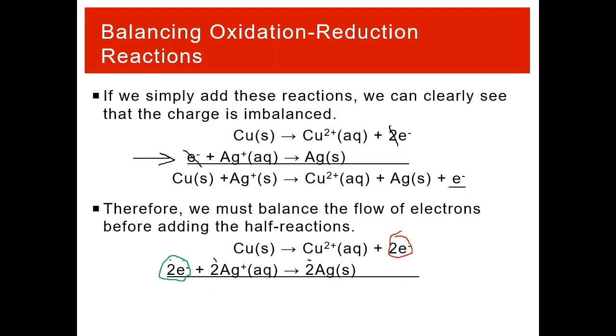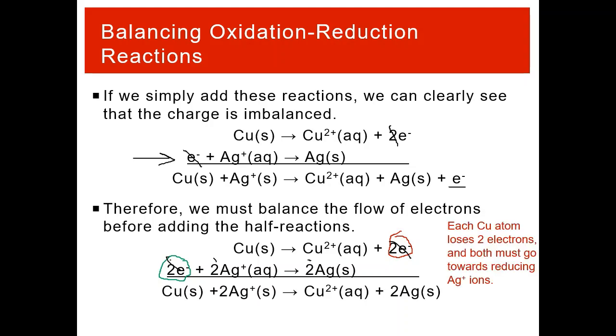When we add it together, the 2 electrons cancel each other out. And we get an overall charge. So what this is really showing is that the 2 electrons leave the copper and both go towards reducing different silver atoms. We can check that our overall charge is balanced. The 2 times 1 from both silver cations matches the +2 from the single copper cation.